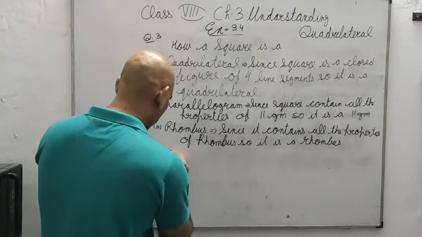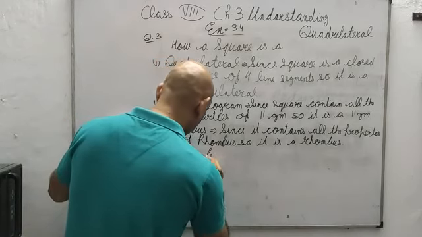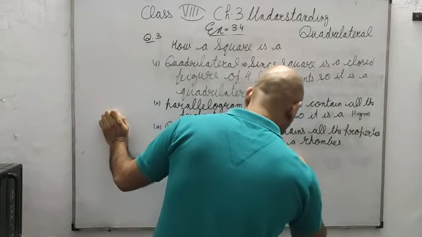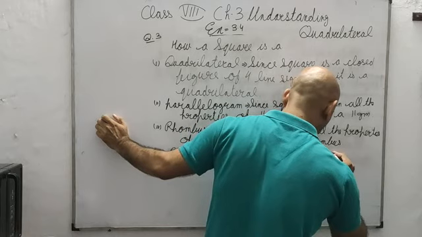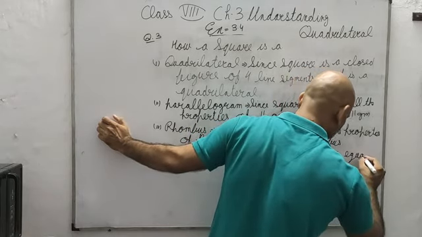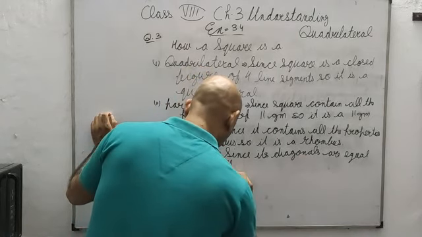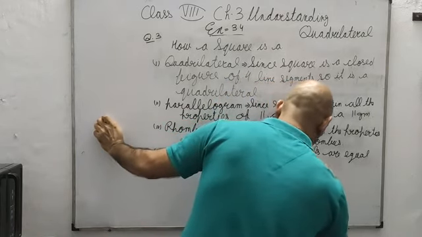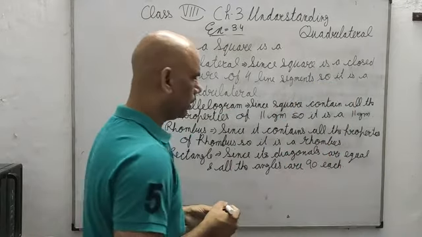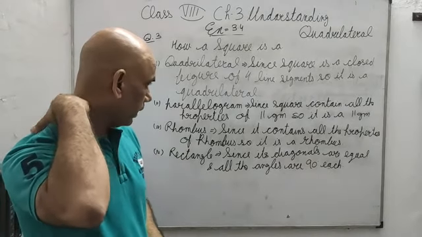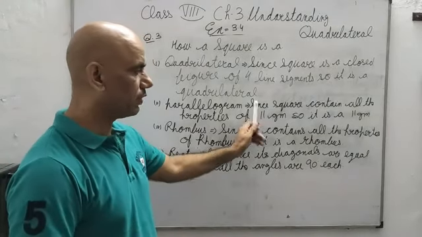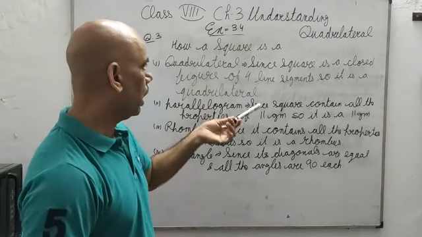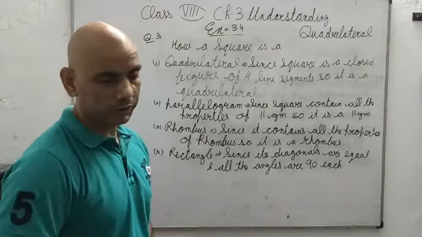And why is it a rectangle? Since its diagonals are equal and all the angles are 90° each. These are the two properties which it gets from the rectangle. So that is why we can write the properties in a common way. So this was question number 3, in which we showed how a square is a quadrilateral, and how a square is a parallelogram, rhombus and rectangle.